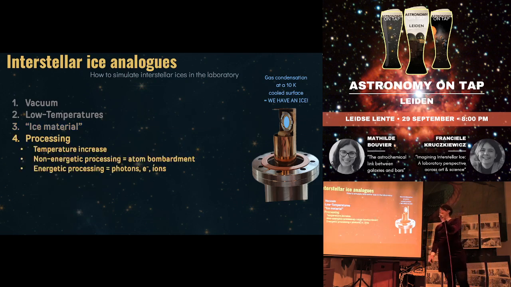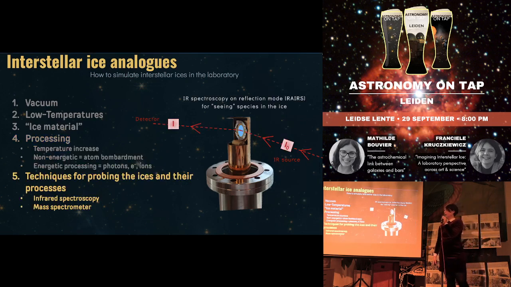And then we have our ice. And then we can process this ice with different techniques. So I can increase the temperature over time. I can do some energetic processing by bombarding this surface with hydrogen, for example, or with photons. And I also have some techniques to probe the ice, to study what's happening, like the reactions that are taking place on the surface. So we usually work with infrared spectroscopy, and we can compare the laboratory spectra that we have in the lab with the spectra from JWST, for example.